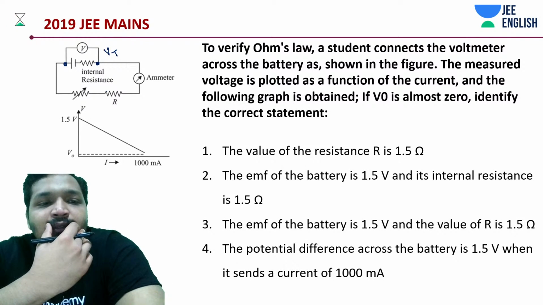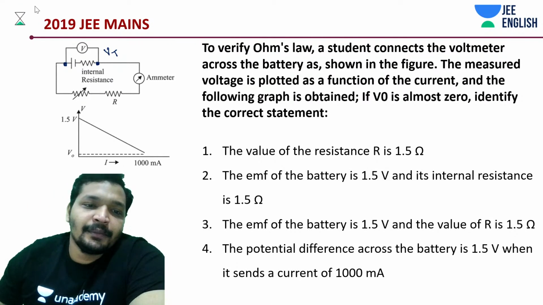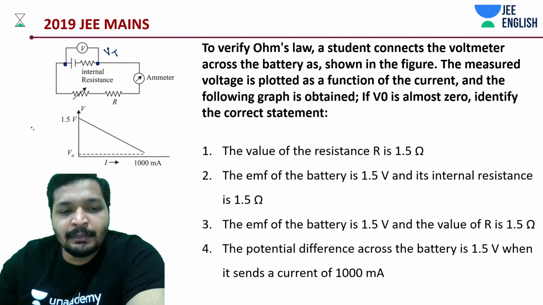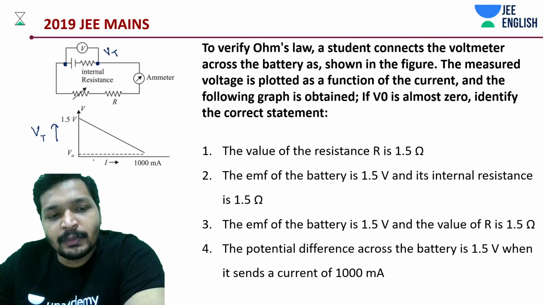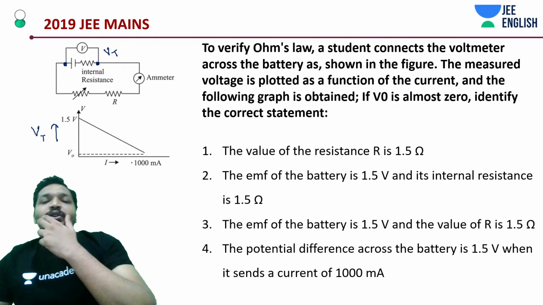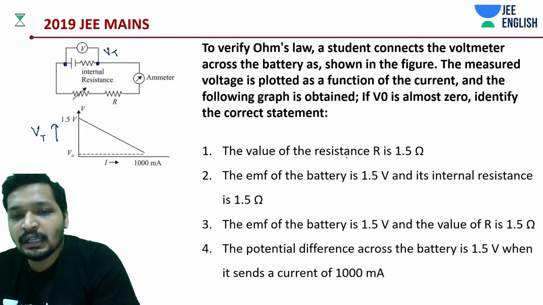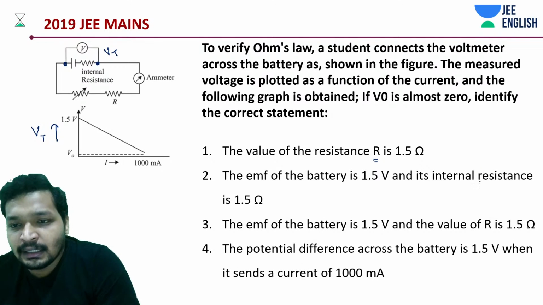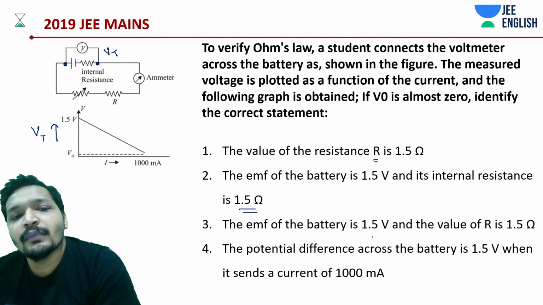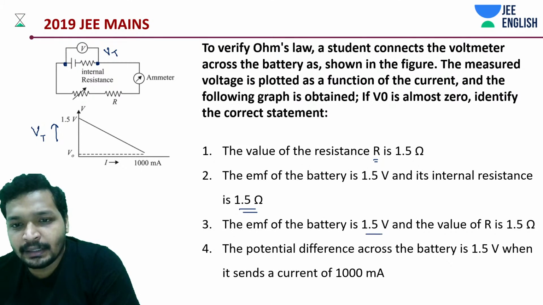You'll be getting a current and a terminal voltage on the chart, the terminal voltage on this side and the current on this side. Using which you have to identify the internal resistance, and the value of R is also needed. And the potential difference across the battery when it sends 1000 milliampere current.